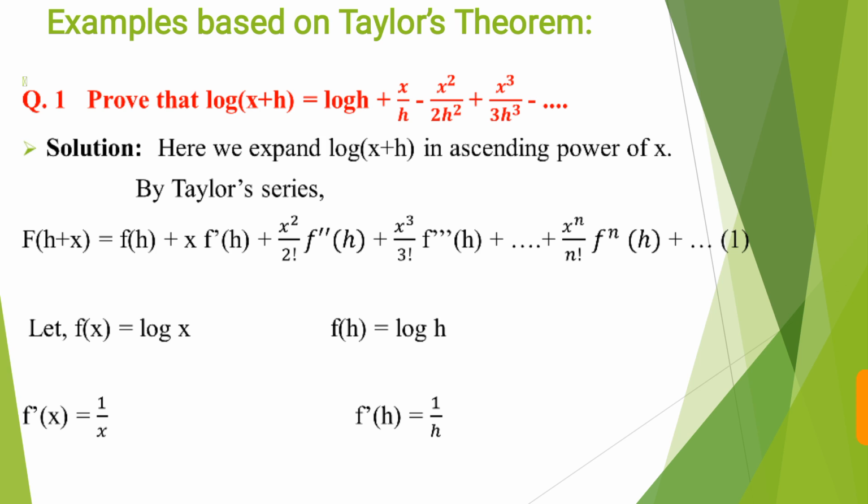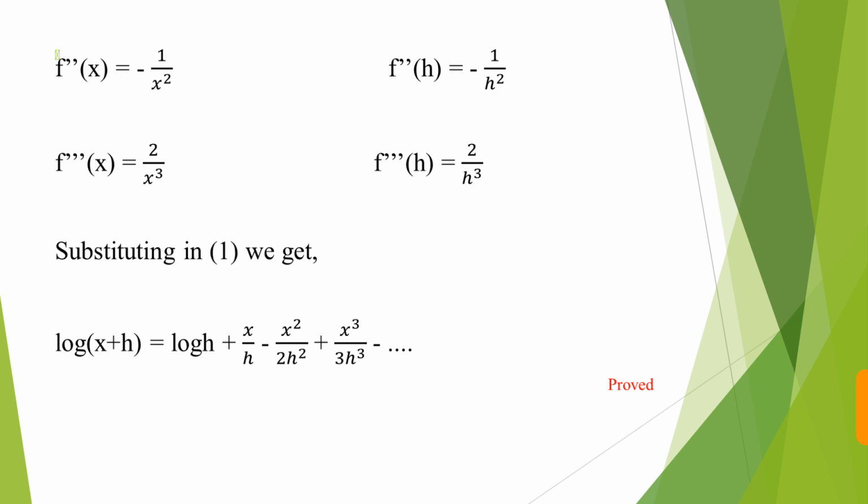So f of x is equal to log x. Let's find the first derivative of f of x, which becomes 1 upon x. Next, find the second derivative, that becomes minus 1 upon x square, and similarly we can find the third derivative, f triple dash of x is equal to 2 upon x cube.